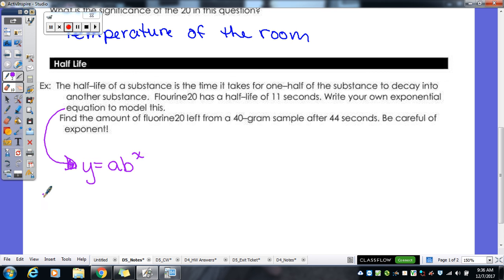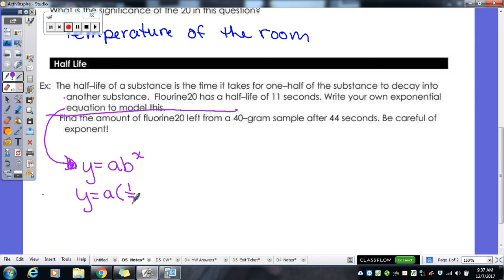We would follow the y equals a times b to the x power, because this is not a question asking us about interest, so it's not one of the other two. It's always going to be the a times b to the x. So does it tell us how much fluorine we're starting with? No. So a is going to stay as a for now.